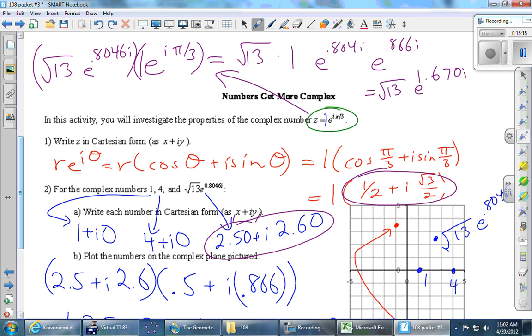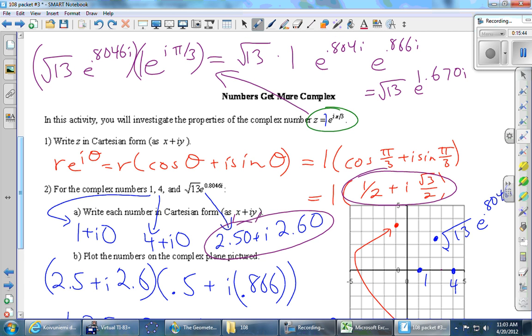Just add them, right? So we're adding those powers, and the i's are just like terms. Okay, that's our answer: root 13 e to the 1.67 i. Now it's not in Cartesian form, so we would still have to do work. How do you go from this thing to x plus i times y? We do the cosine and the sine, all that stuff.